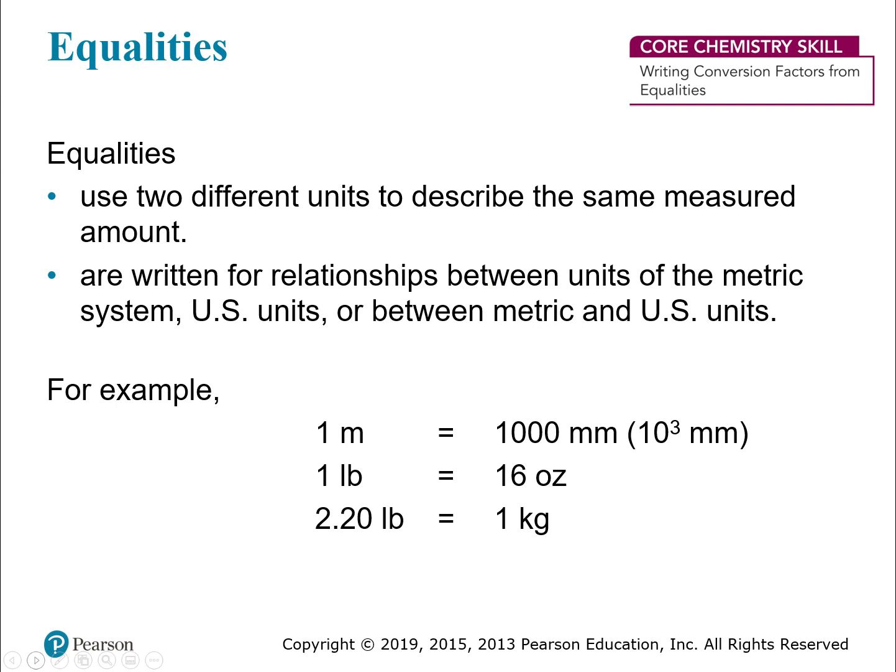So we talked about equalities, we talked about the metric system, but we can also write equalities using metric and English units. Here are some examples. 1 meter is equal to 1,000 millimeters. We know that. A pound is equal to 16 ounces. 2.20 pounds is equal to 1 kilogram. This one is a US to metric equality.